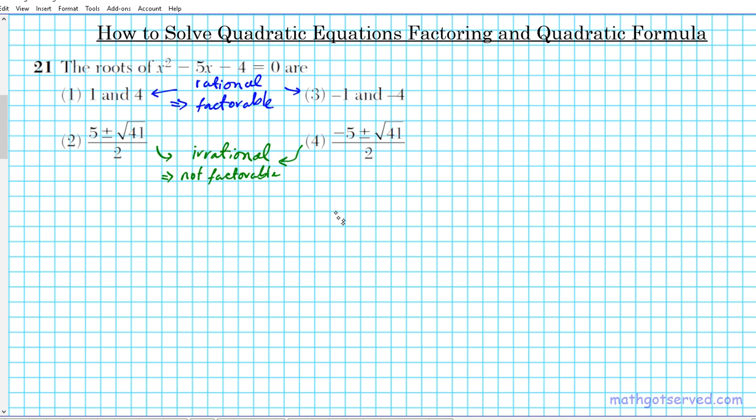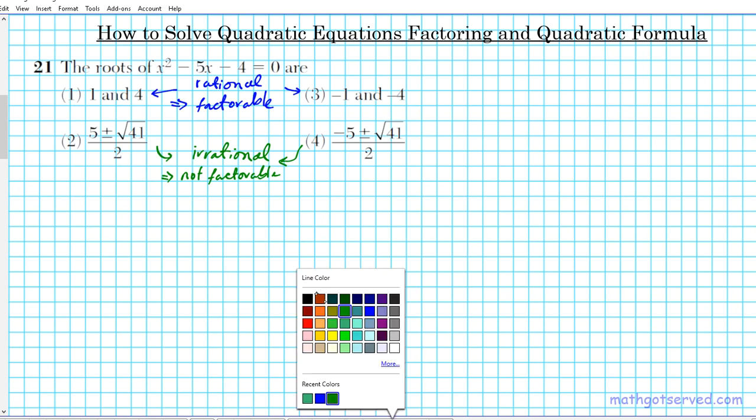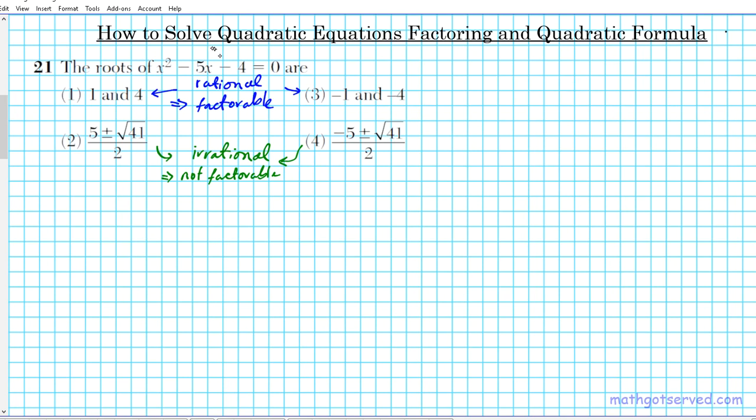So the question is, can you determine if a polynomial is factorable or not without actually going through the entire process? The answer is yes, absolutely. So what I'm going to do first is show you how to test to see if a polynomial is factorable or not, or if the roots are rational or not, which is connected.